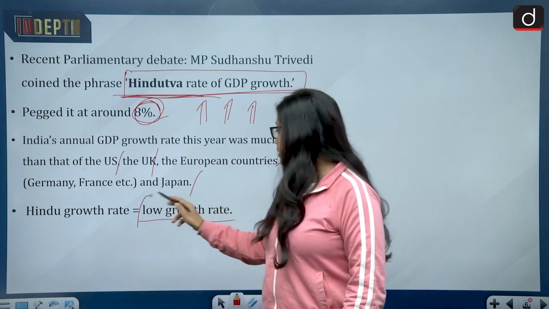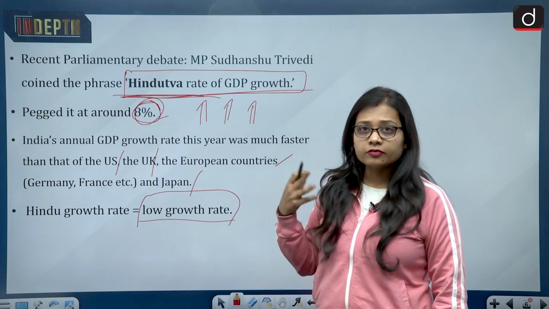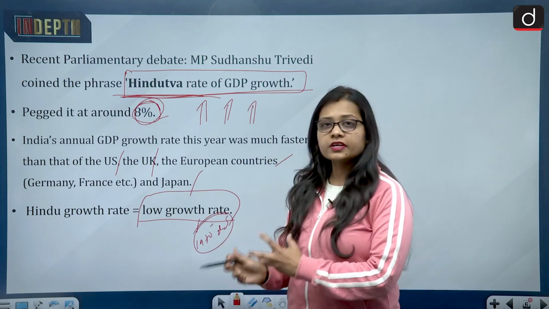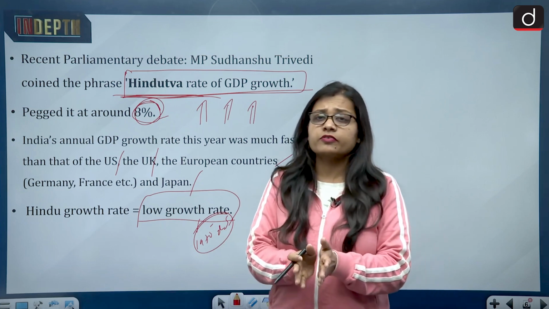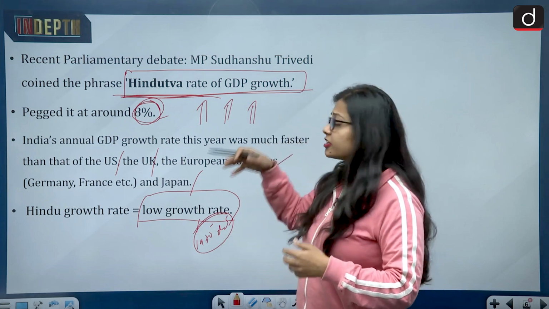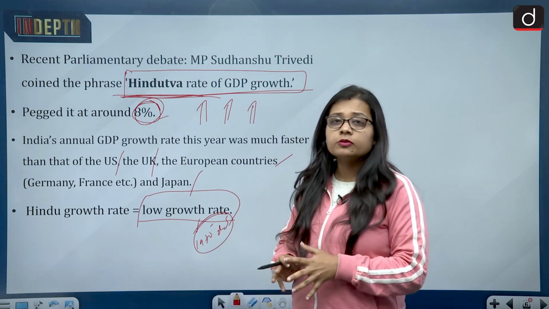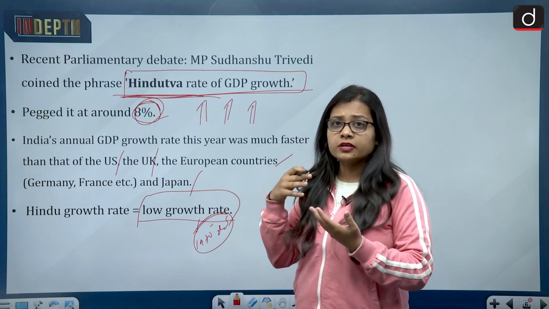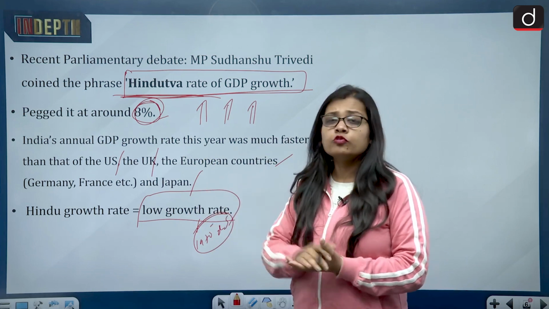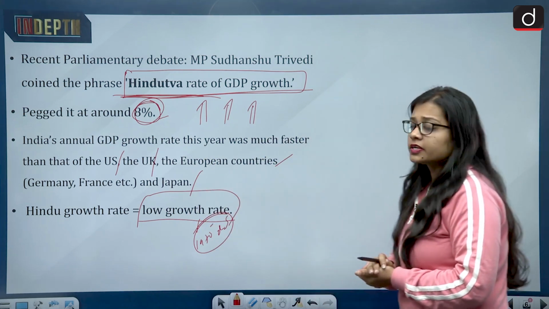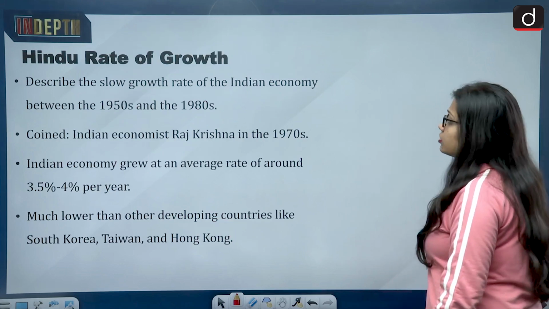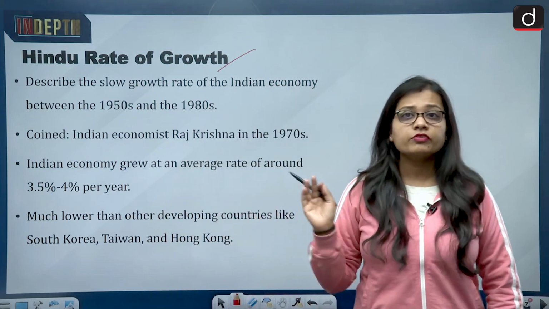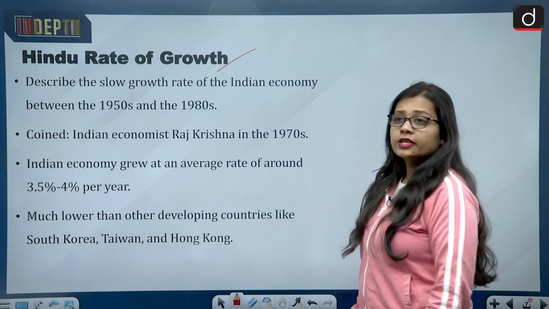So the Hindu growth rate, which is considered to be the low growth rate, was happening in the 1970s and 1980s. That was the time when India's GDP was not growing at a very fast pace. And the Hindutva growth rate is the present rate, where nowadays the Indian economy's GDP growth rate is at 7+%, and it has been projected that it will continue at 6+ or 7+% rate. Now let's talk about the Hindu rate of growth. So I hope you are comfortable with the Hindutva rate of growth.